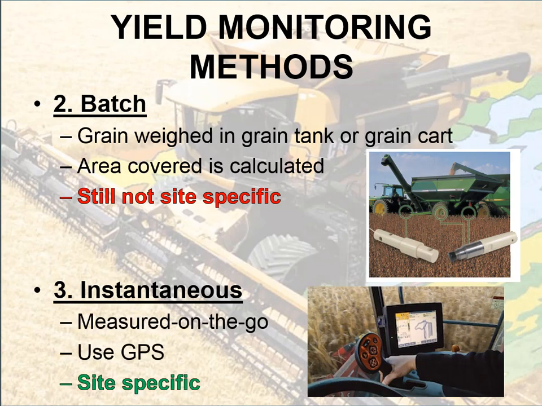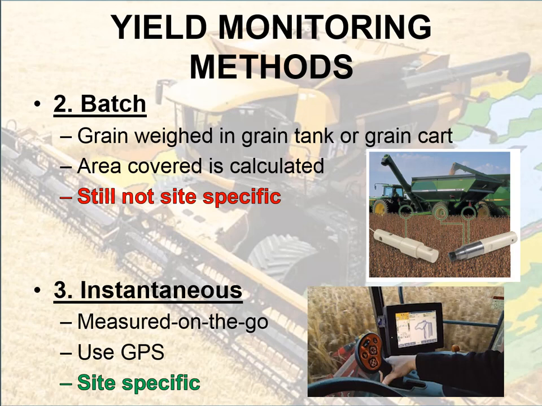The third one is the instantaneous method, and this is what this whole unit is based on. This is where we measure how much crop is coming through the combine or the harvester at any given time, and then we tie that in with the GPS. The GPS on the combine says, here's my location. The combine says, okay, at this location, here's what I had for yield. It records into the system. As we can see here, this is site specific, and this is what we're really looking for. So that's the three main ways that we can obtain yield data.